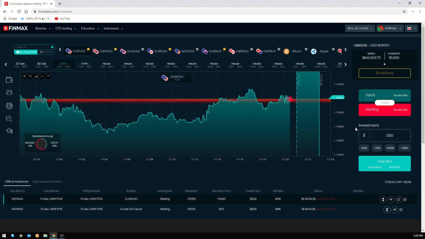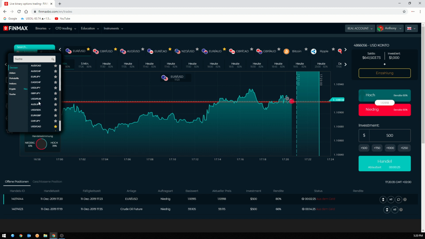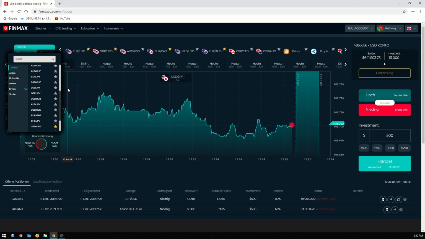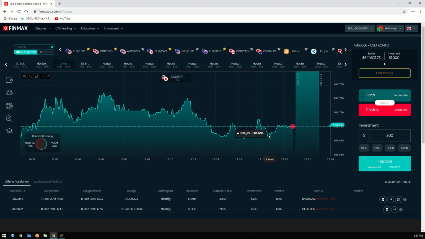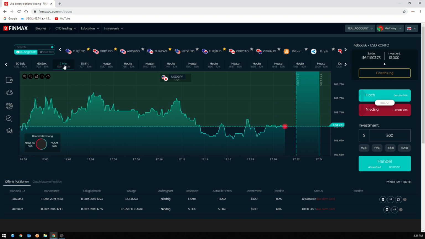So meanwhile, let us switch to USD JPY. Here we go. We are expecting a different direction: we expect the US dollar to rise up, and we will open USD JPY in the buy direction.